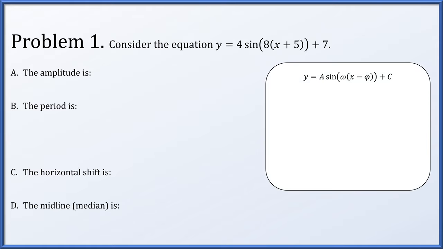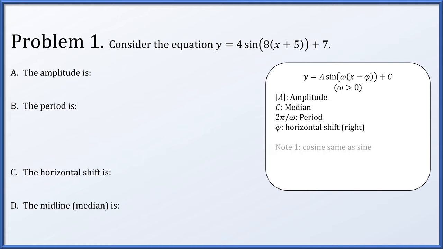So if you have a function of the form a times the sine of omega times the quantity x minus phi, plus c, where omega is presumed to be positive, the absolute value of a is the amplitude, c is the median or midline of the function, 2 pi over omega is the period, and phi is the horizontal shift to the right, presuming you have an x minus phi there. If this was a cosine instead of the sine, it would be exactly the same.